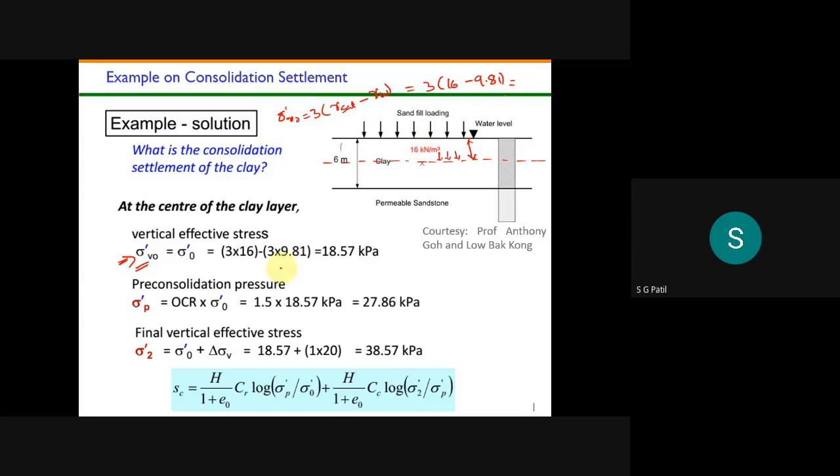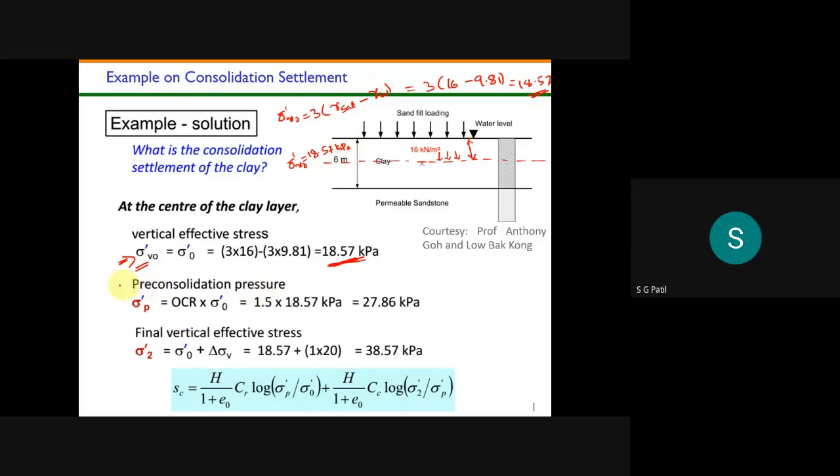So tell me how much you will get? 18.57, right? Okay, 18.57 kilopascal. So that's what I got here, 18.57. So the sigma V naught dash, I got it as 18.57 kilopascal.